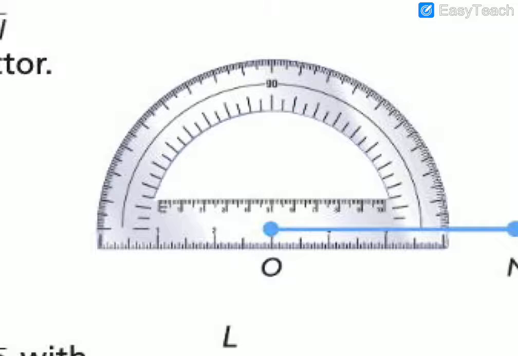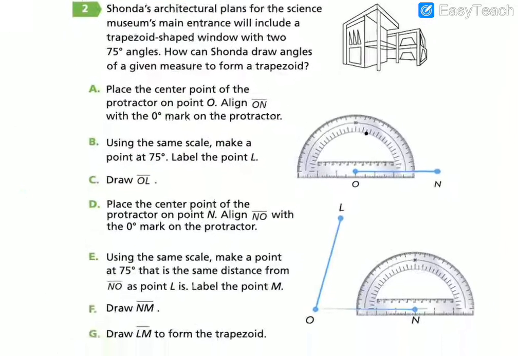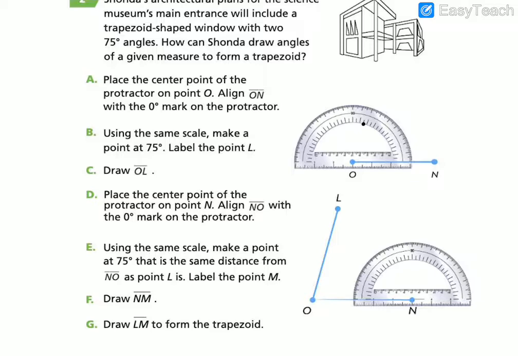Remember, each of these larger tick marks is worth 10, and the smaller tick marks are worth 5. So, I'm starting here, 10, 20, 30, 40, 50, 60, 70, 75. So I will mark my point at 75. Now I can draw my line OL. Okay, I draw from my O to my point L.